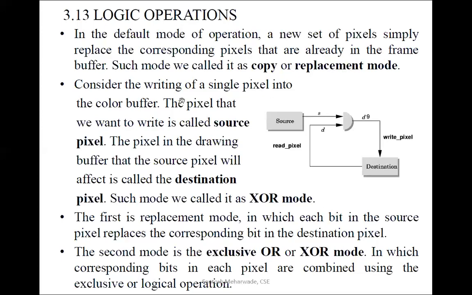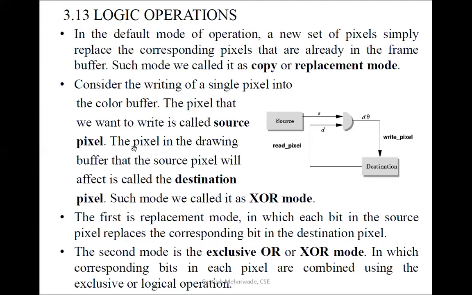Now here, consider the writing of a single pixel into the color buffer. The pixel that we want to write is called the source pixel. You can see in this figure, this is the source. Now the user wants to store the new pixel, meaning he wants to see that particular pixel on the screen. That pixel we call the source pixel.